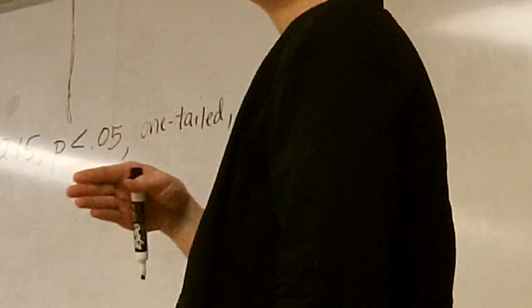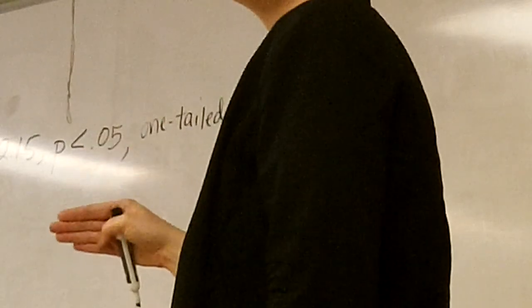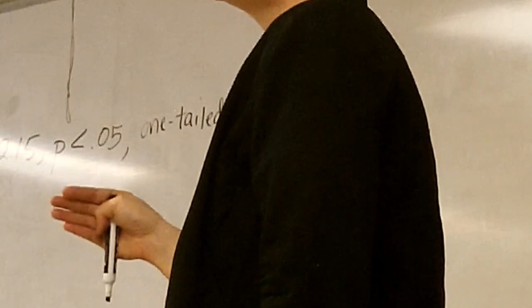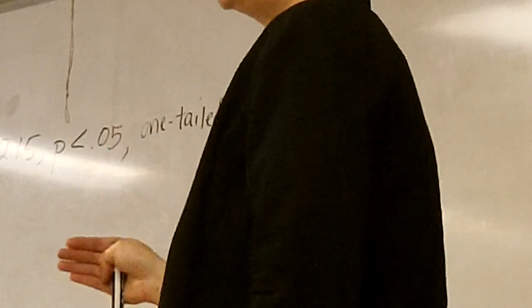The next number is the observed value. The next number tells you whether or not it was statistically significant. Then what kind of test it was, because a one-tailed test is easier to get a significant result than a two-tailed test because the window is bigger. And then effect size.